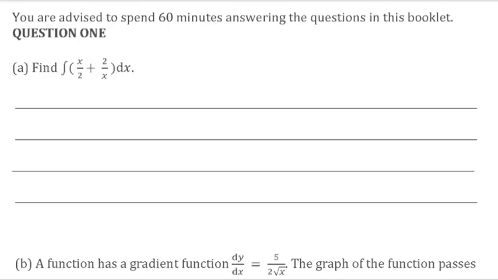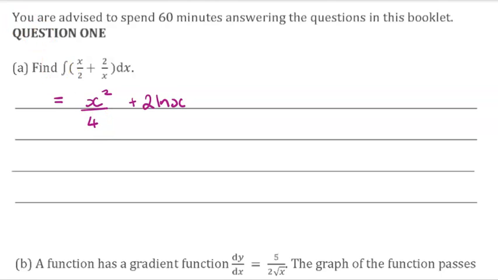So we are integrating on question 1a here. We're integrating x over 2 and 2 over x. So those are two separate terms. We'll integrate them each individually. So the x over 2, we raise the power of x by 1, so it's going to become x squared, and then divide by the new power of 2. So we've already got a divide by 2, so dividing by another 2 will be 4.